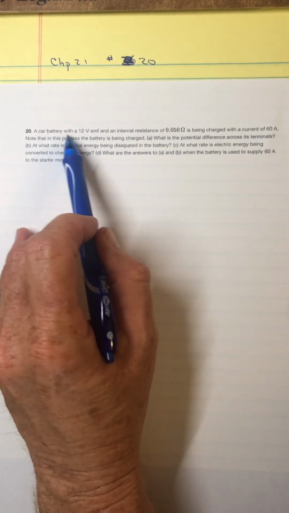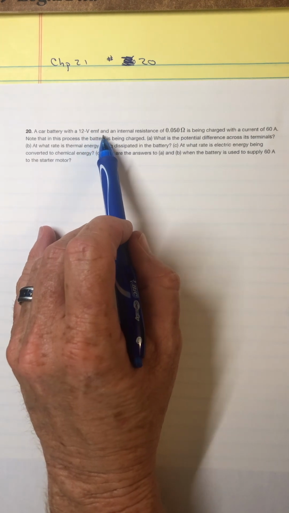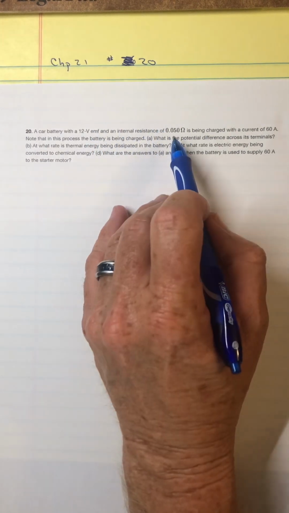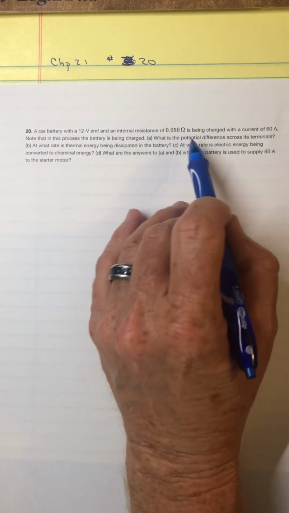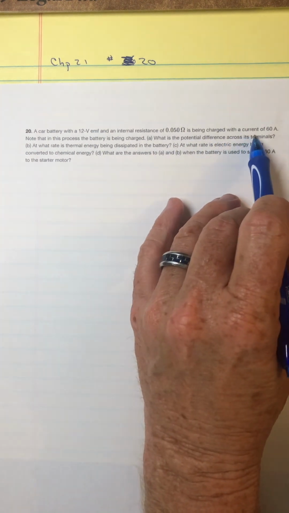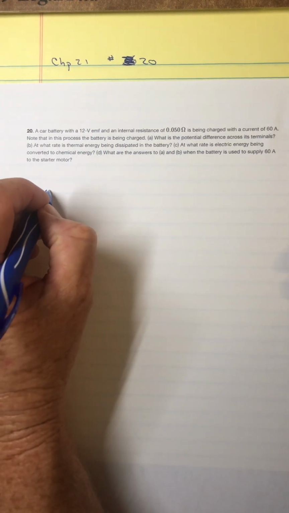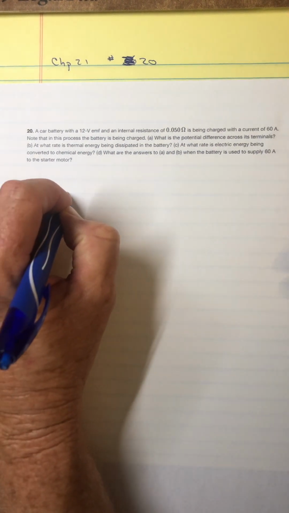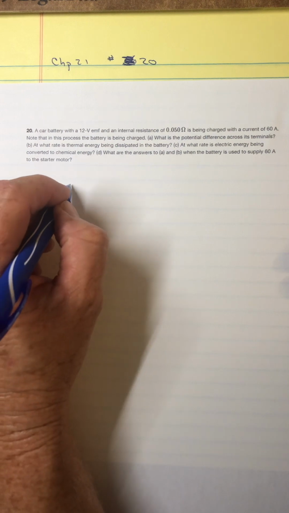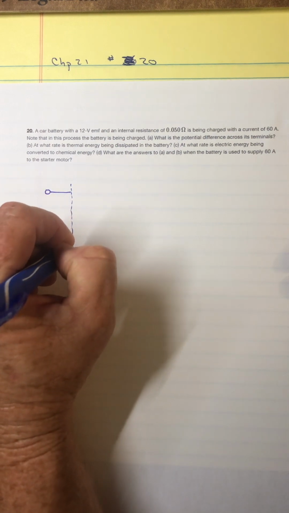It says a car battery with a 12-volt EMF and an internal resistance of 0.05 ohms is being charged with a current of 60 amps. So let me pause right there and make a little picture. Maybe I'll put a little circle and say, all right, here is the car battery.